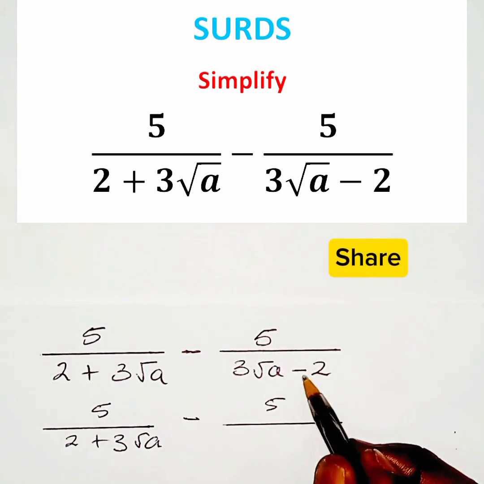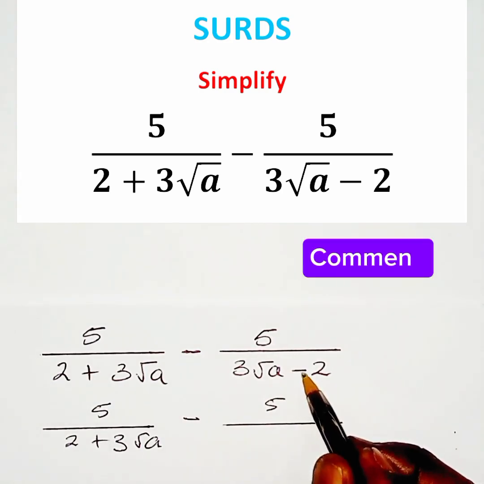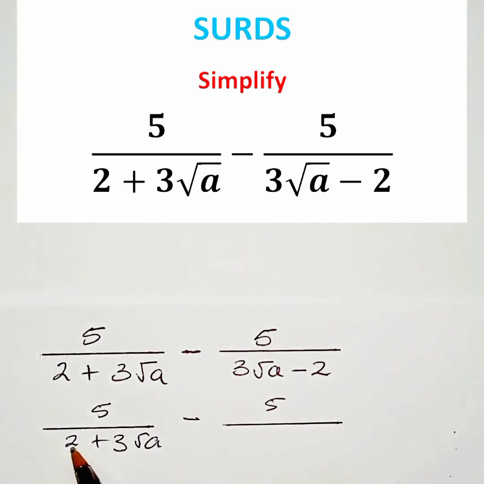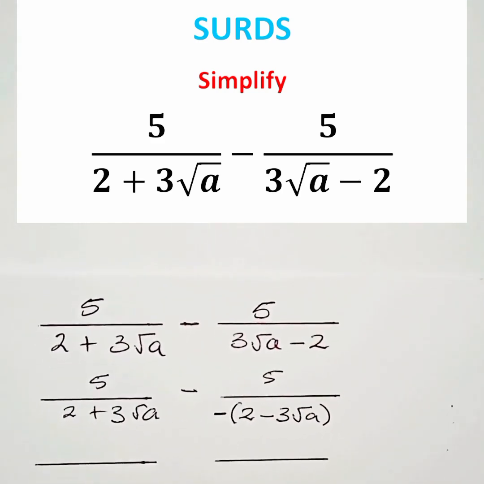Then on this one, we just take out a negative here so that we have 2 written in that order, followed by 3 root a. So we're going to take a negative out there. Then we're going to have 2 minus 3 root a. It is the same thing. I haven't changed anything there.